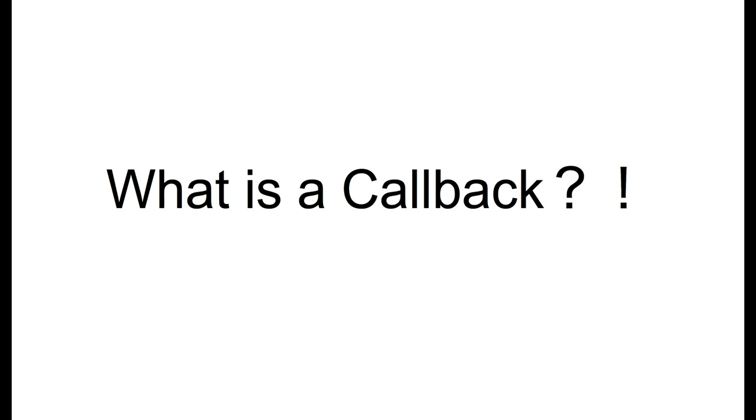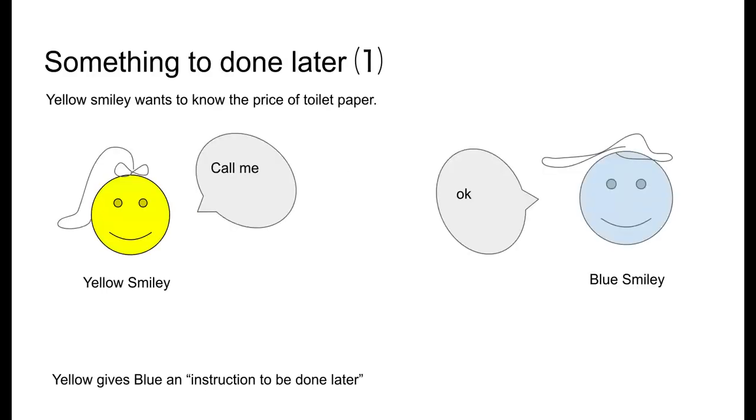Okay, let's look at what a callback function is by first grasping the idea of a callback. Callback is basically an instruction to be done later in time. For instance, let's say that yellow smiley wants blue smiley to call her when he finds out the price of toilet paper once he gets to the grocery store. This instruction to call her is an instruction that blue smiley will do later. This is very similar to callback functions. Callback is not something you do right now, but it's something you do later.